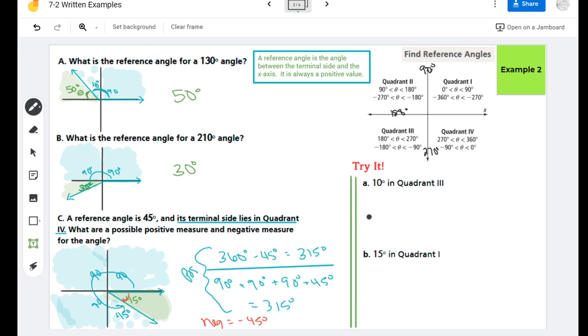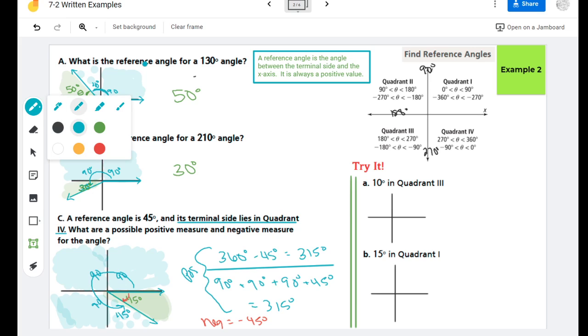Alrighty, so now that we have a little bit of practice, let's go ahead and try it out. I'm just drawing a couple of coordinate planes on here. They don't have to be perfect, but there they are. So this one says that there's a reference angle of 10 degrees in quadrant 3. So quadrant 3 is down here. And they're saying that the reference angle is 10 degrees. So that means that between the x-axis and this terminal side is 10 degrees.